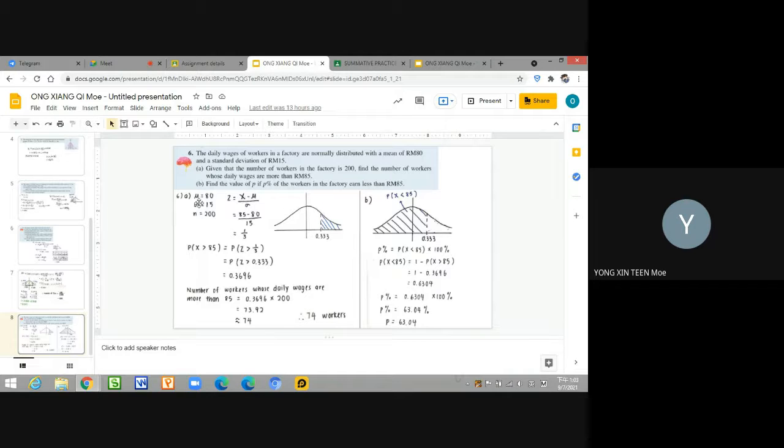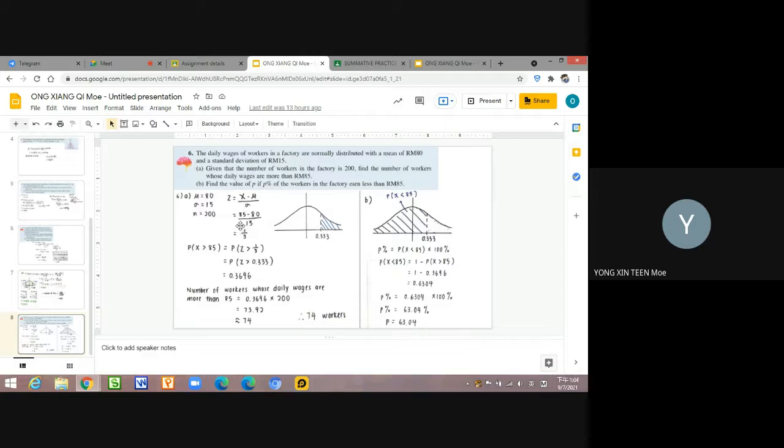From the question, we know that the mean is 80, the standard deviation is 15, and the number of workers is 200. In order to find out the number of workers whose daily wages are more than 85 ringgit, the first thing we need is the probability of X larger than 85. In this case, X represents the daily wages of workers, which are normally distributed. So we have to convert the variable X into a Z score using the formula Z equals X minus mean over standard deviation, and the value of the Z score is 1/3.